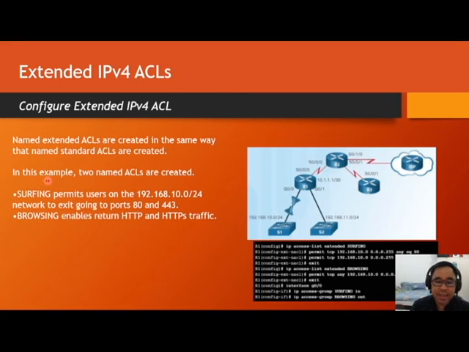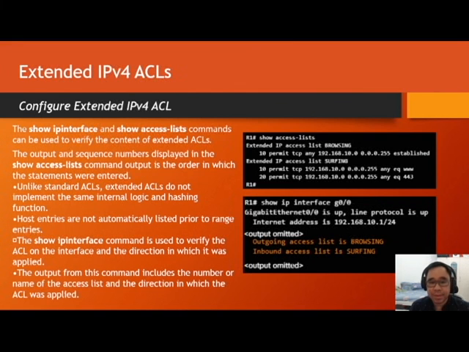Named extended ACLs are created in the same way that named ACLs are created. In this example, two named ACLs are created. So SURFING permits users on the 192.168.10.0/24 network to exit going to ports 80 and 443. BROWSING enables return HTTP and HTTPS traffic. So this is how you configure extended IPv4 ACL.